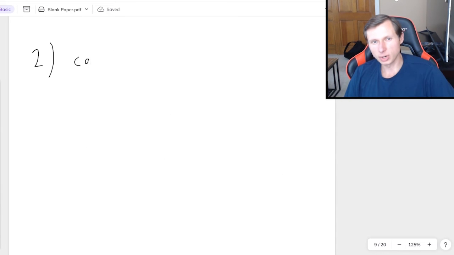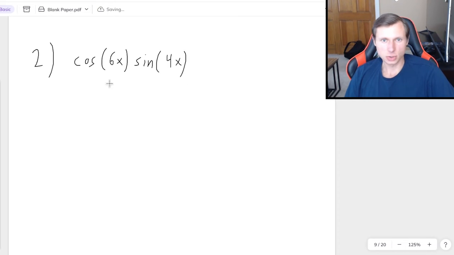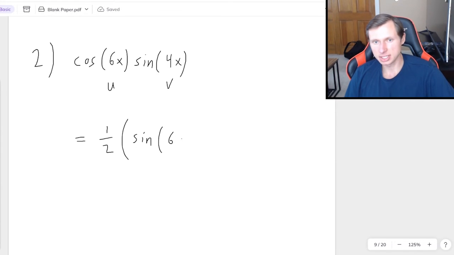Here's another one for us. Cosine of 6x times sine of 4x. So I see u here is going to be 6x, v is going to be 4x. It's cosine times sine, which means I'm just going to plug in the formula I wrote down earlier. 1/2 sine of u plus v, 6x plus 4x, which I will reduce in the next step. And then minus sine of u minus v.